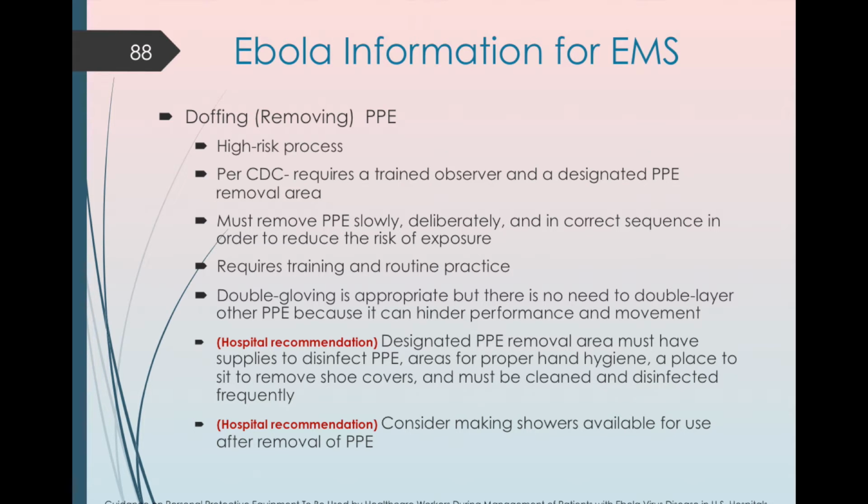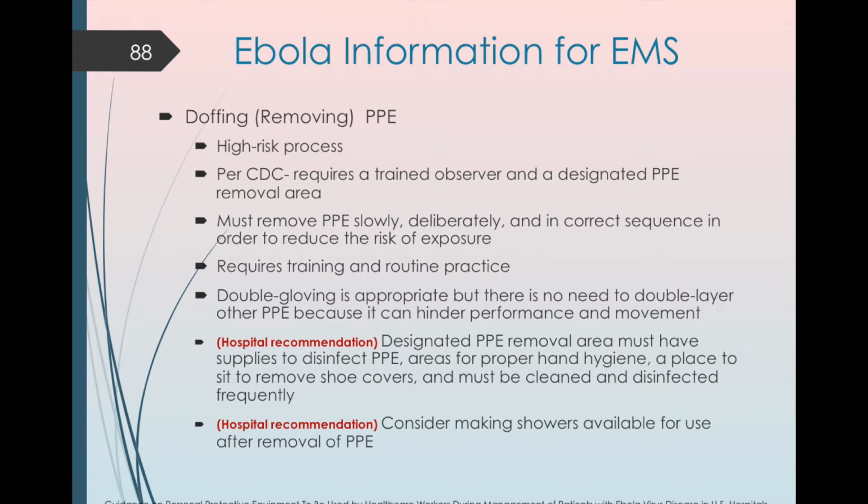PPE must be removed slowly, deliberately, and in the correct sequence in order to reduce the risk of exposure. This does require training and routine practice. Double gloving is appropriate during patient care, but there is no need to double layer other PPE such as a gown because it can hinder performance and movement.